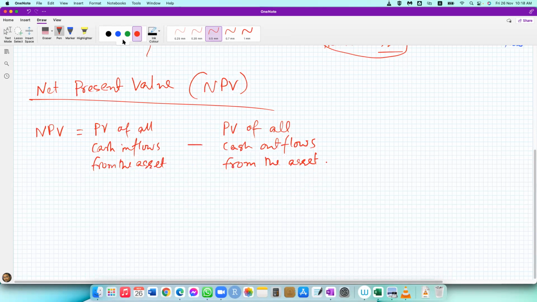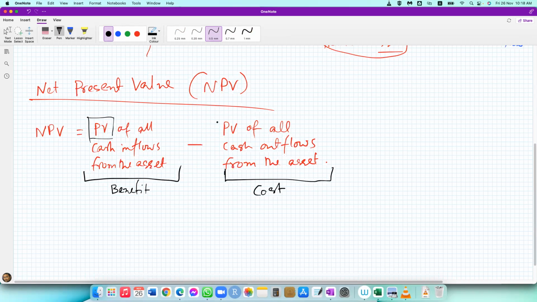So what we are doing here, we are actually comparing the benefit versus the cost by deducting the cost from the benefit. And not only that, we are also applying the present value. We are applying the time value, because we know from our previous discussion that benefit today and benefit after 5 years is not equal. So we need to calculate the present value of all benefits and the present value of all costs, then find the difference. Then it will be net present value.